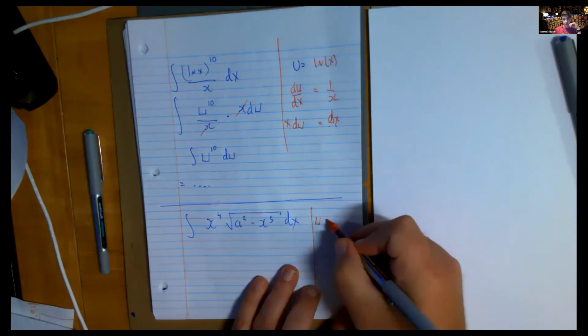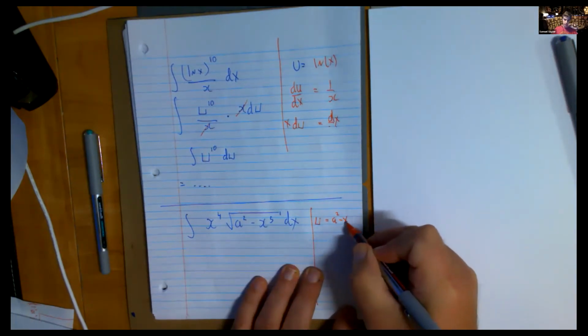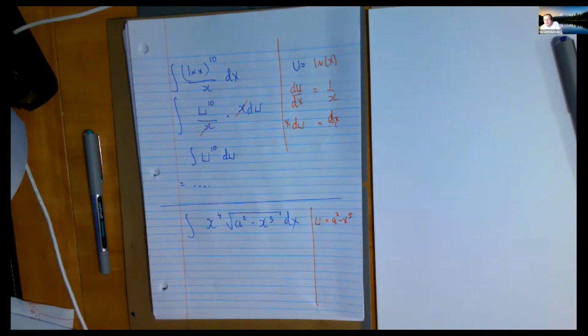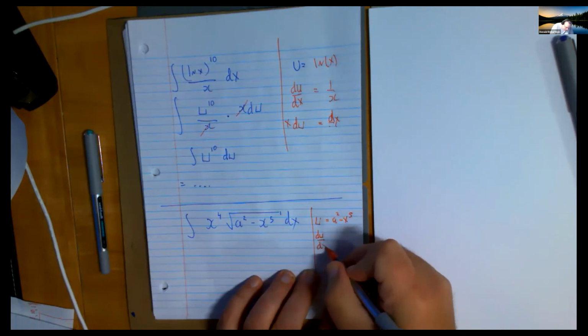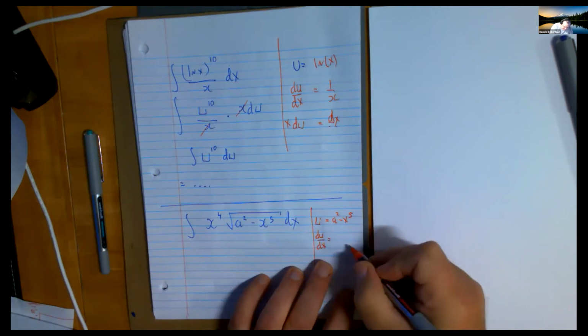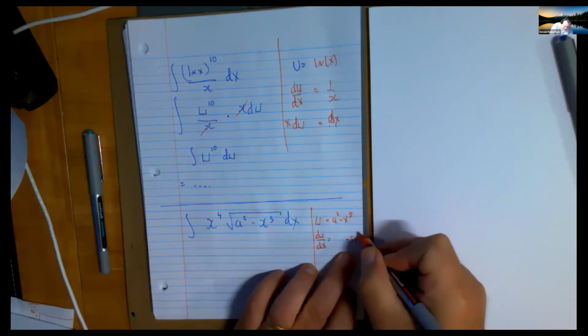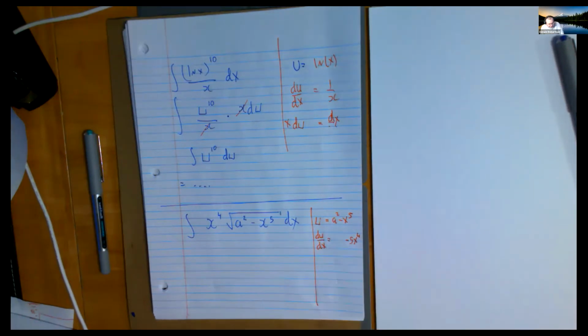A squared minus x to the 5th. Correct. That would qualify as ugly guy inside square root. Pick the ugly guy inside square root as your U-sub. Now, differentiating that, you have to be a little bit careful. If you differentiate this piece, you get negative 5 x to the 4. Nobody's bothered about that. What do you get if you differentiate a squared, bearing in mind a squared is treated as a constant? Zero. You get 0.